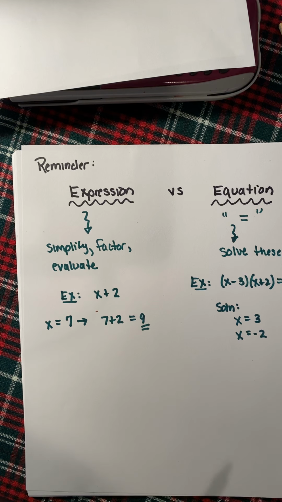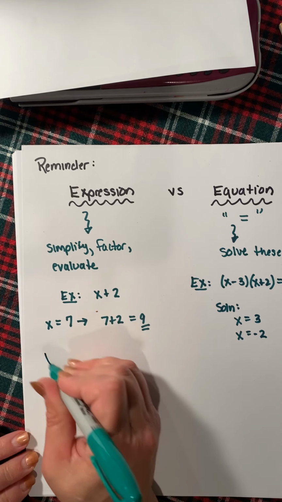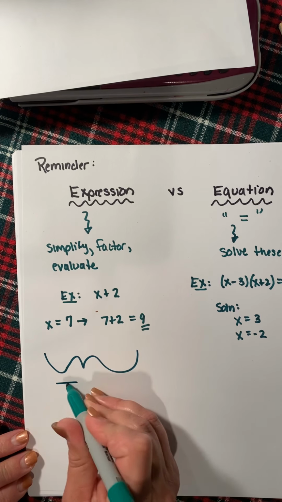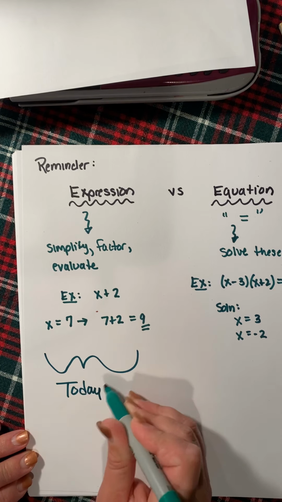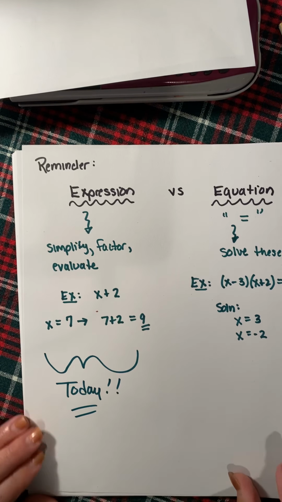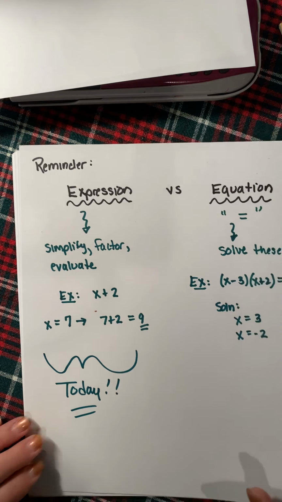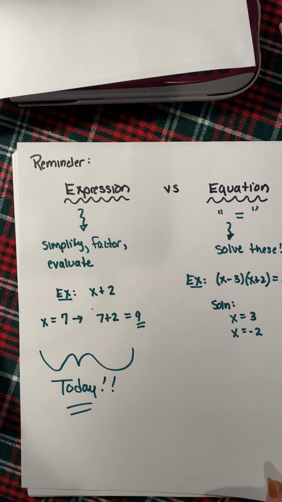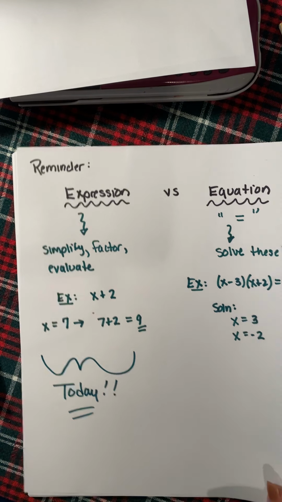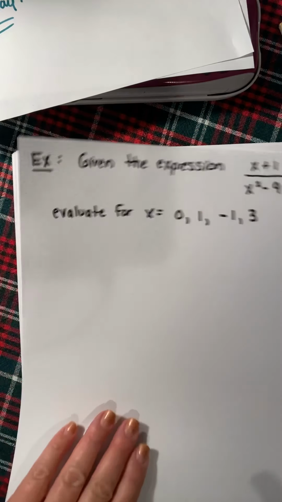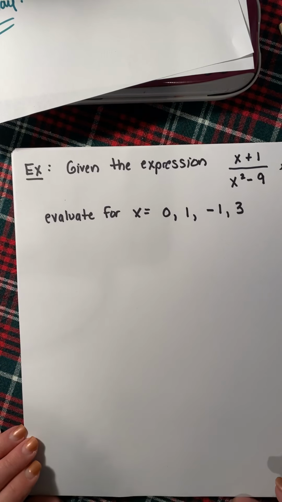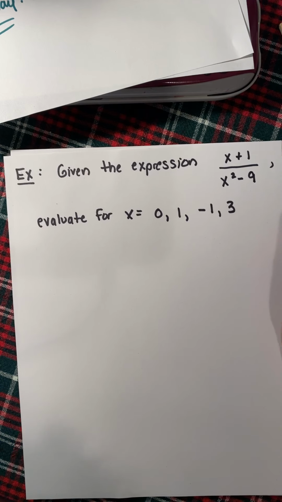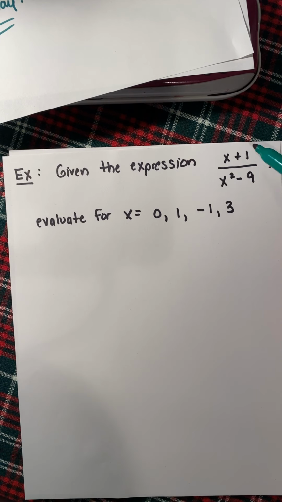All right. So this is what we're going to talk about today. We're going to look at expressions. So we're going to simplify, factor, evaluate, and we will solve rational equations a little bit later in a further section in this chapter. All right, given the expression x plus 1 over x squared minus 9. So this is a rational expression. It is a first degree polynomial over a second degree polynomial. It says evaluate for each of these 4 values.